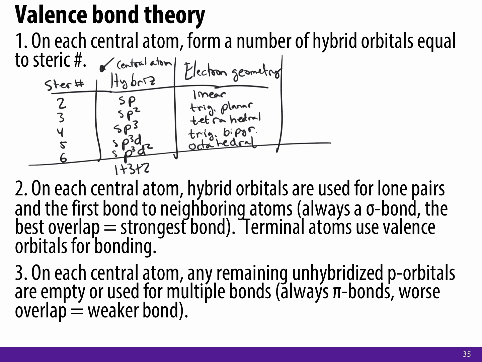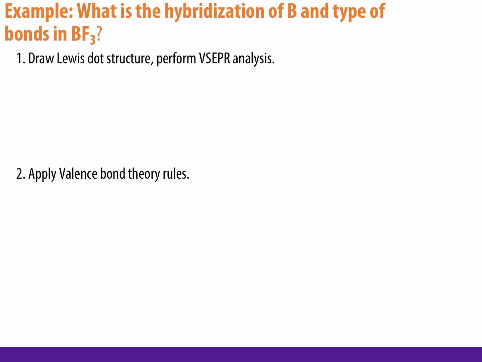The multiple bonds, as we'll see, will always be pi bonds, which are worse overlap and are therefore weaker bonds. Let's apply those rules to look at BF3. The first step in this is always we need to get the steric number, which means we need the Lewis structure and VSEPR theory analysis.